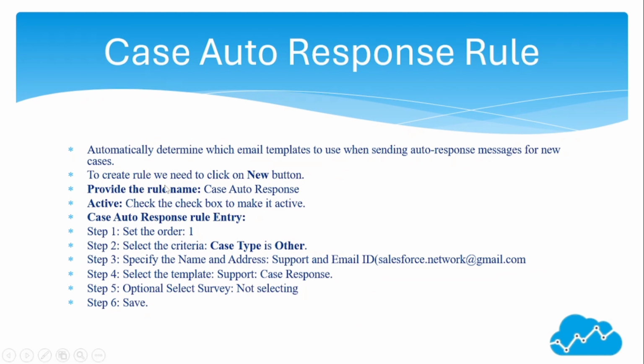So here we are going to click on new button to create new auto response rule, making it active, and in the rule entry selecting the order first, and criteria case type is other, and specifying the name and address, like address is email address, and selecting the template already provided by Salesforce, support case response, and not selecting the survey, and finally clicking on save button.